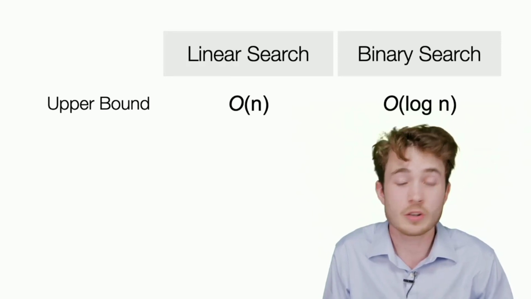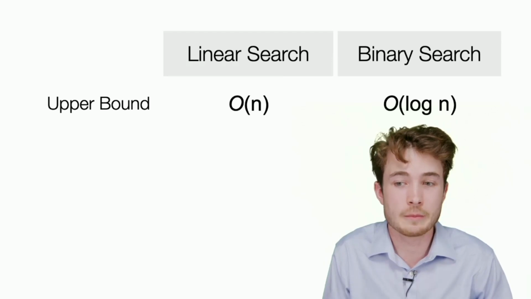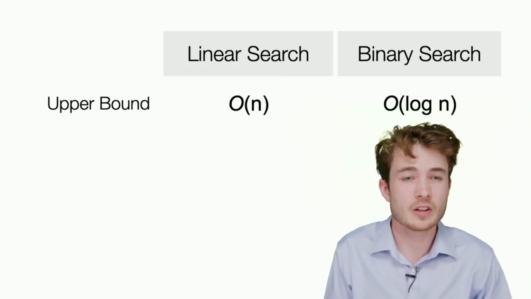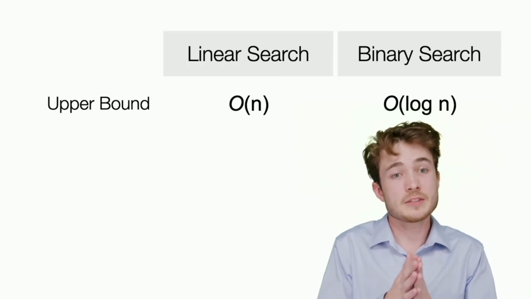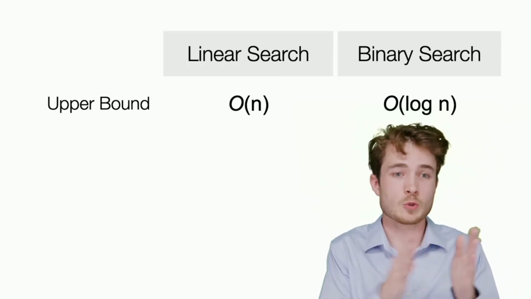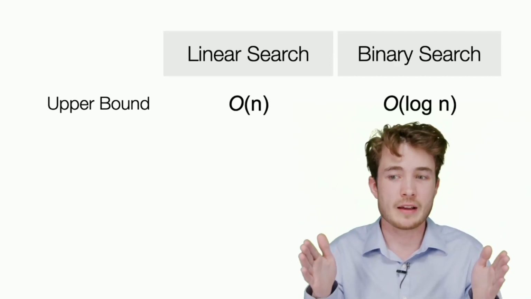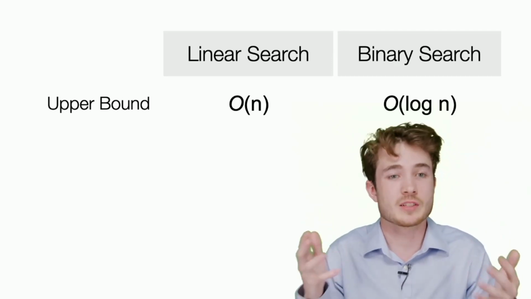Does binary look at all the possibilities? So binary search doesn't necessarily look at all of the possibilities. What it does instead is it takes for granted that a list is sorted. And because of that, we don't need to look at every possible element.